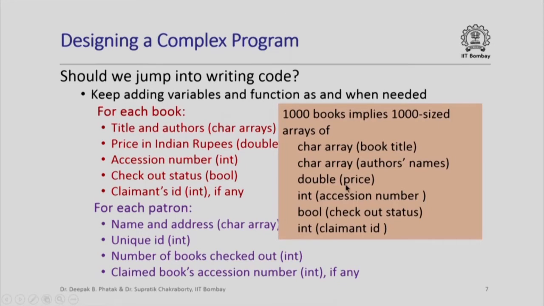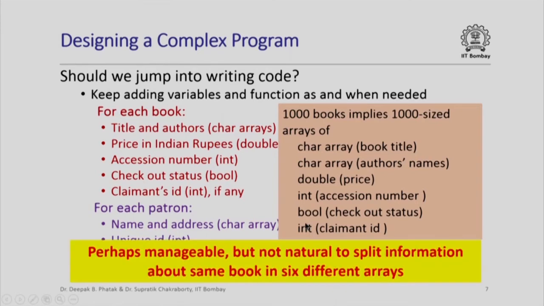Similarly, I could have a 1000 sized array named price, where an element of that array gives me the price of a book. And similarly, I could have 1000 sized arrays named accession number, checkout status and claimant ID, where an element of each of these arrays would give me the accession number or the checkout status or the claimant ID respectively of a book in the library. Well, if I organize the information like this, perhaps it is manageable.